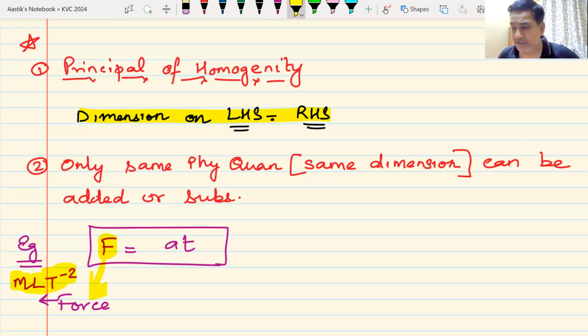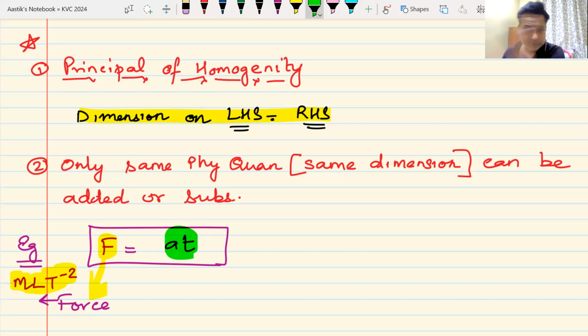Mass into acceleration. Acceleration is LT^-2. Can I have raised hands from everyone that we have understood this? Okay, so force has a dimension of MLT^-2. You'll have to remember this. Now, that's the dimension, that's the quantity on the left-hand side. Now, you also see a quantity on the right-hand side, which is A multiplied by T. Now, what will be this entire quantity A multiplied by T?